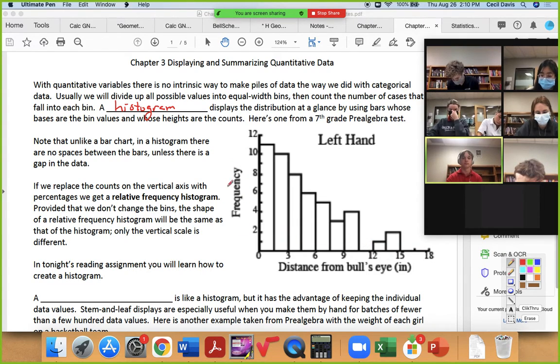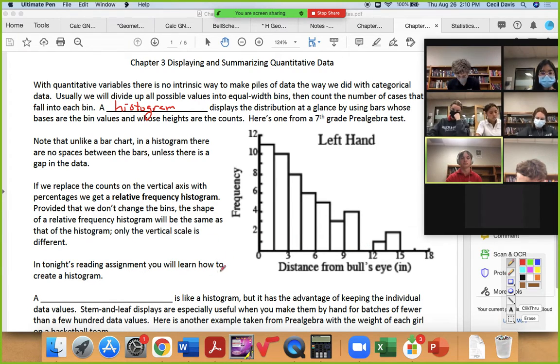Notice that this is the frequency. In other words, sometimes we'll write the count over here, same thing. If we did a relative frequency histogram, which would have percentages over here, the scale on this side would change, but the shape of this would not unless we changed the bin width.